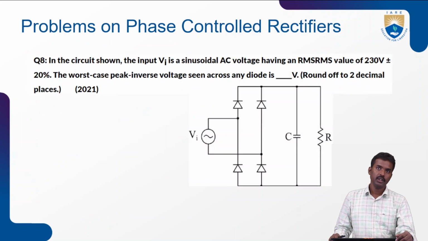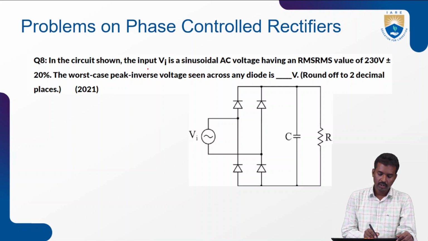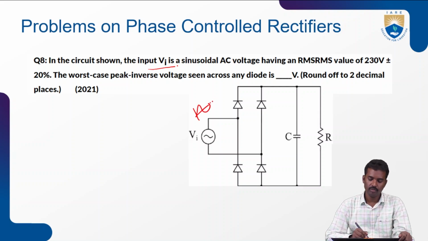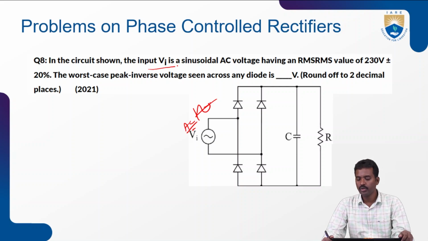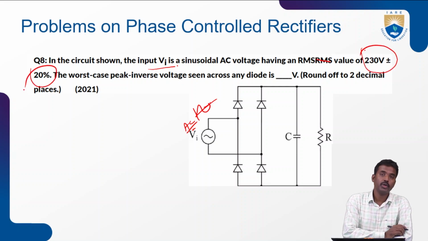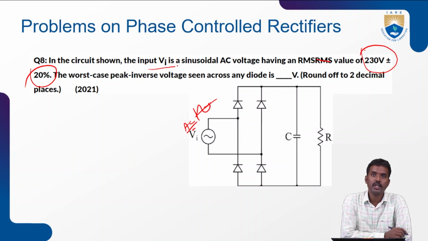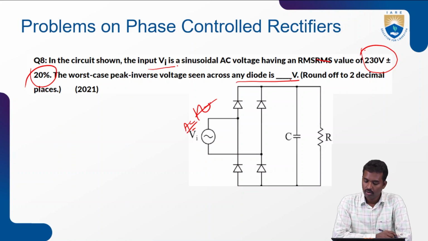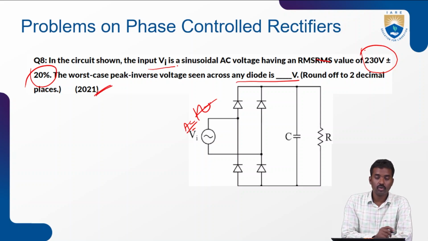Eighth question. In the circuit shown, the input voltage Vi is a sinusoidal voltage, so a sine waveform, that is AC, having an RMS value of 230 volts, plus or minus 20%. The worst case peak inverse voltage seen across any diode is, in volts, asked in 2021.